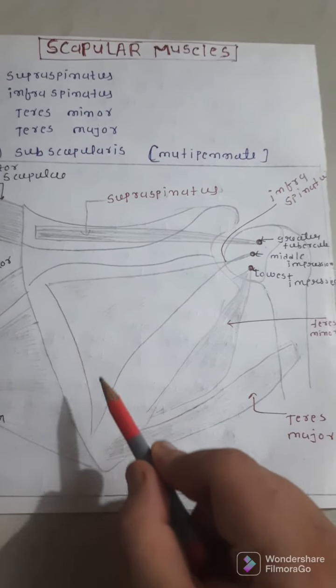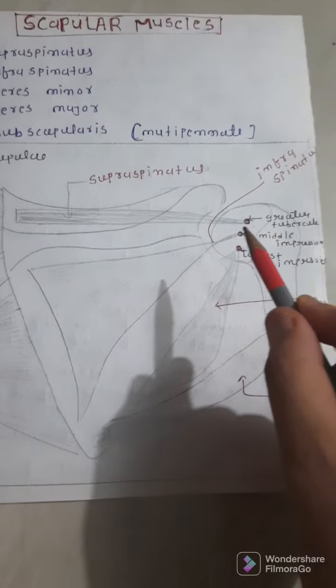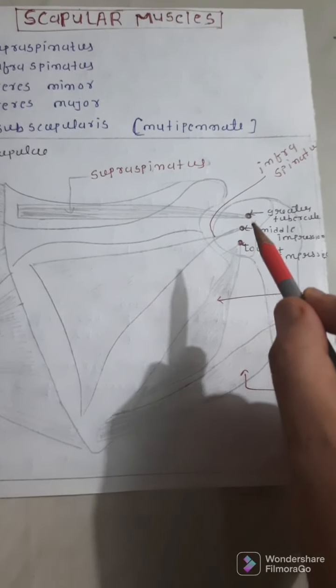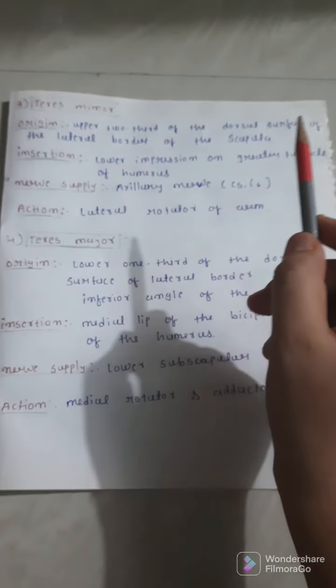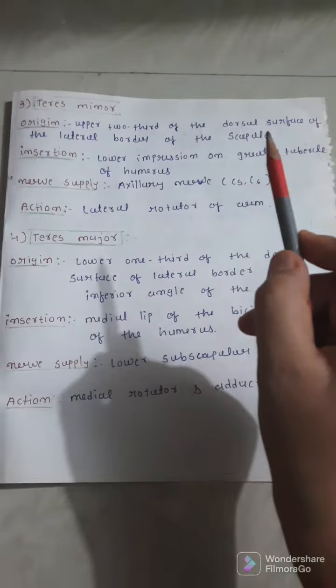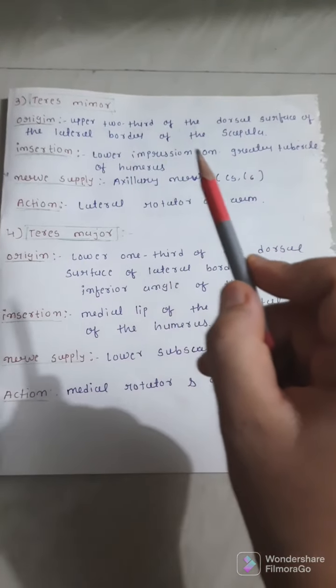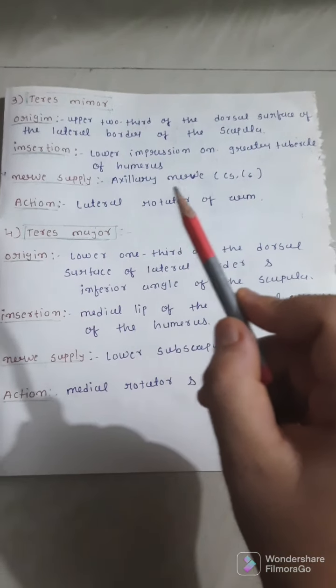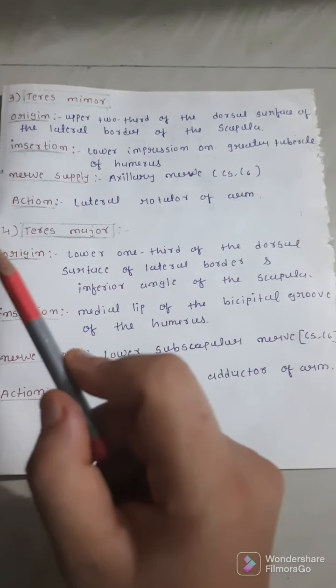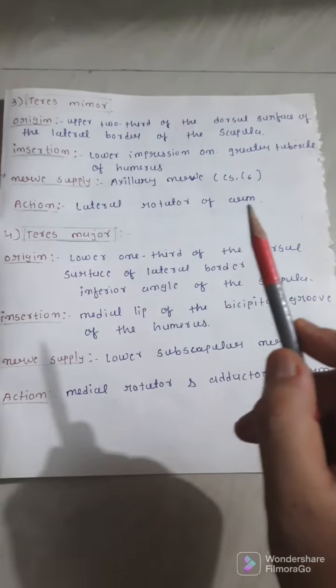You can see middle impression of the greater tubercle. Teres minor origin, upper 2/3 of the dorsal surface of the lateral border of the scapula. Insertion, lower impression on greater tubercle of humerus. Nerve supply, axillary nerve C5 and C6. Action, lateral rotation of arm.